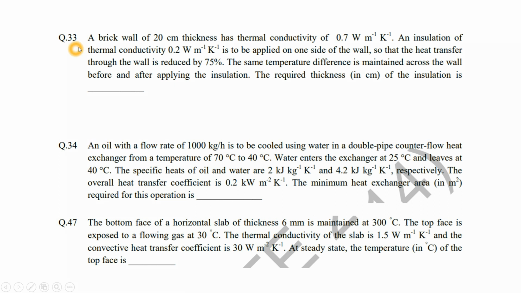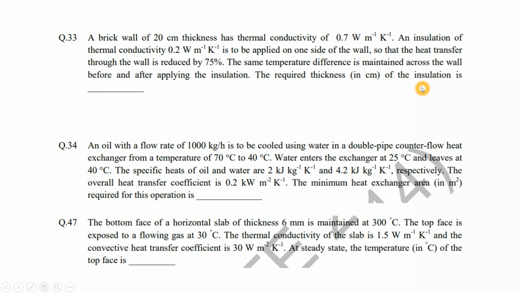Question number 33 first. A brick wall of 20 centimeter thickness has a given thermal conductivity, and an insulation of given thermal conductivity is to be applied on one side of the wall so that heat transfer through the wall is reduced by 75%. The same temperature difference is maintained across the wall before and after applying the insulation. The required thickness of the insulation is.